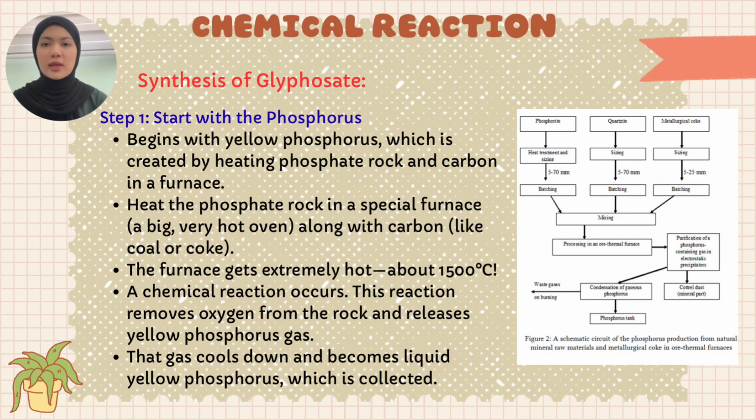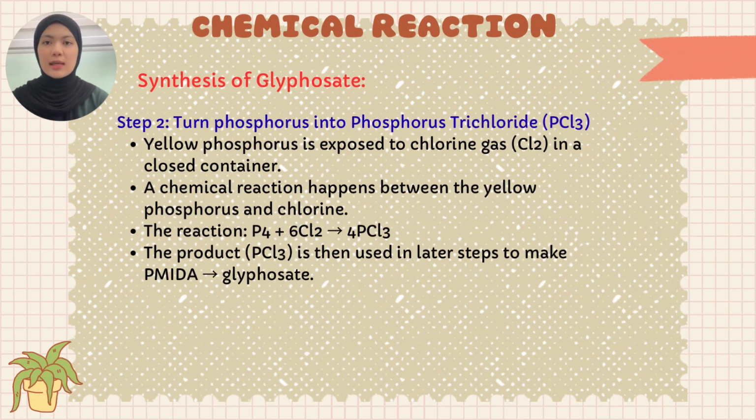You can also look at the schematic circuit of the phosphorus production on the right side of this slide to get a clearer understanding of this process. The second step is to turn phosphorus into phosphorus trichloride, which is PCl3. In this step, the yellow phosphorus is exposed to chlorine gas in a closed container. This causes a chemical reaction that produces PCl3.